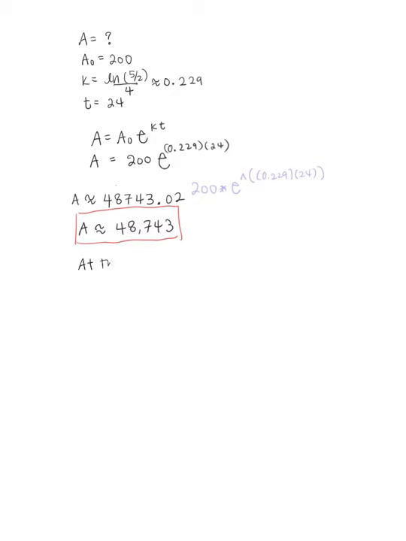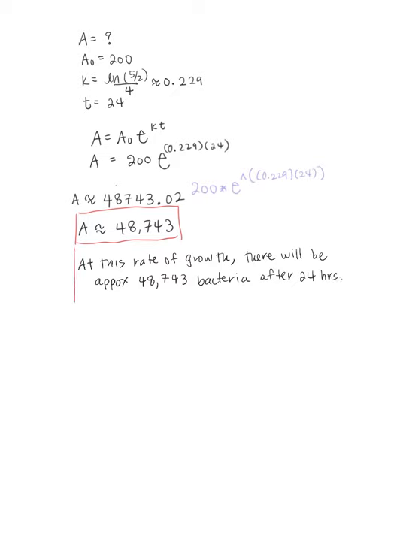At this rate of growth, there will be approximately 48,743 bacteria after 24 hours. So this is going to be our final answer.